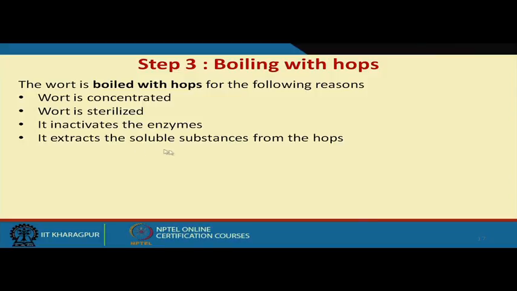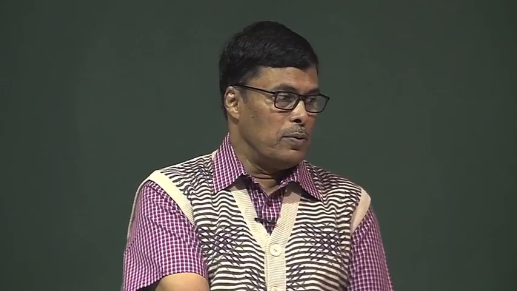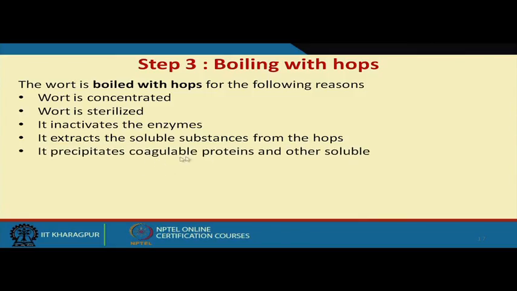Then it extracts the soluble substances from the hops, because I told you hops contain resin, tannin and essential oils that will be solubilized, and during this process it precipitates the coagulable protein, because I told you the tannin and the higher protein molecules particularly are precipitated out, and it slightly caramelizes the sugar. I mentioned during the alcohol fermentation process how the caramelization takes place.